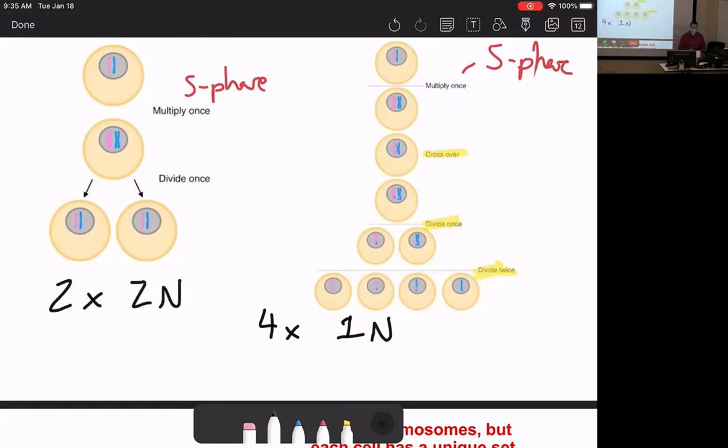Equally, final products are going to be distinct. Mitosis from one cell produces two clones. Meiosis from one cell will produce four unique gametes, little haploids, 1N. 1N meaning only one set of the 23 chromosomes, 2N meaning two of those sets, one from mom, one from dad.